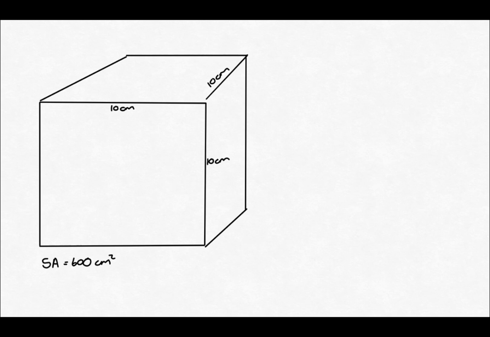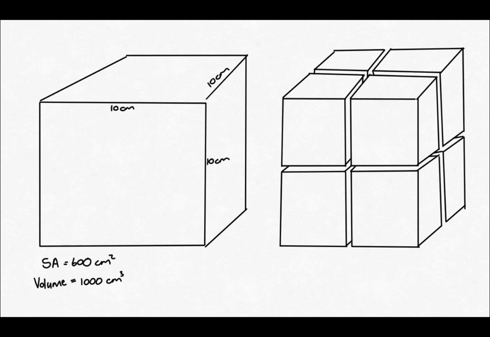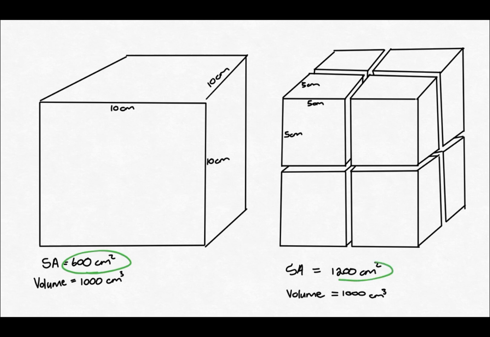Now, if we had to work out the volume of this cube, we can multiply the length by the width by the height, and this will give us 1,000 centimeters cubed. Now, if we take the same cube and we cut it up into 8 pieces, which will have dimensions of 5 centimeters by 5 centimeters by 5 centimeters, this means we'll have the exact same volume of 1,000 centimeters cubed, but our surface area would increase to 1,200 centimeters squared.